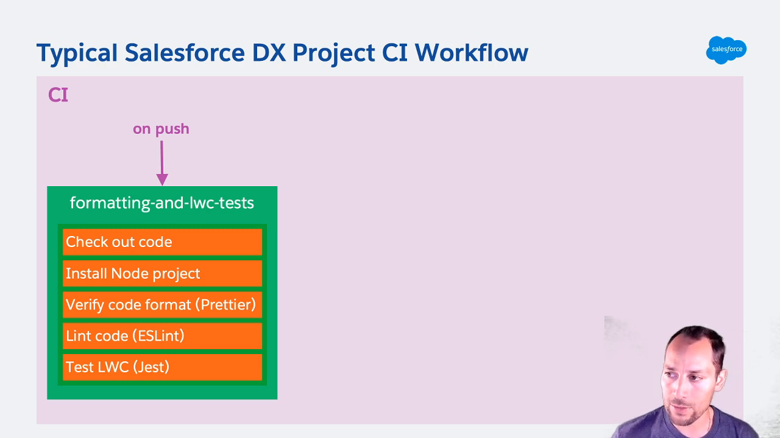Assuming the format is okay, the next step is to lint the JavaScript code with a tool called ESLint, which is pretty much a standard for linting JavaScript files. It's something that is owned by the community. And the final step is running your JavaScript tests, and we are using Jest for that to run Lightning Web Components tests.